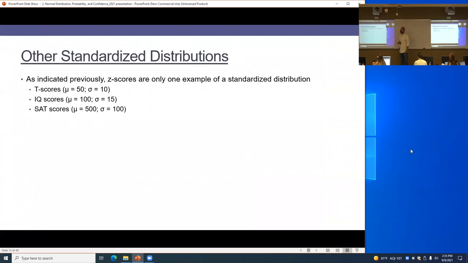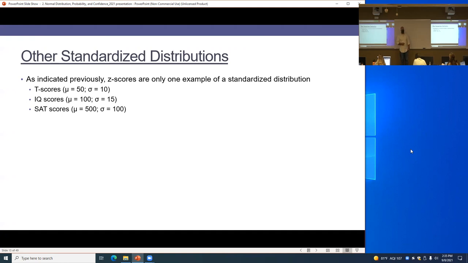All right. So I hinted at this before, but it's important to recognize that z-scores are only one example of a standardized distribution. There are an infinite number of standardized distributions because I can set the mean and standard deviation to be anything. Things that we often see in psychology: we see a lot of z-scores. We may see t-scores. T-scores are scores where the distribution is standardized to have a mean of 50 and a standard deviation of 10.